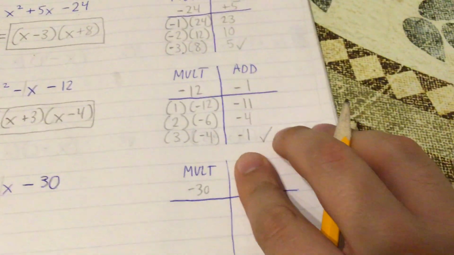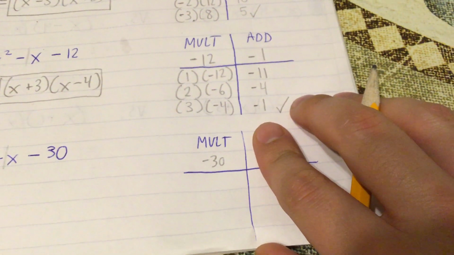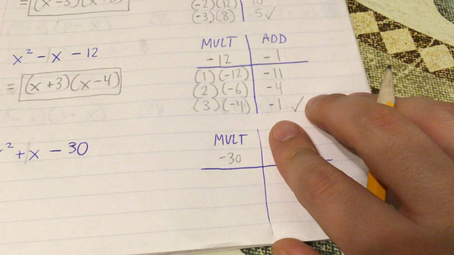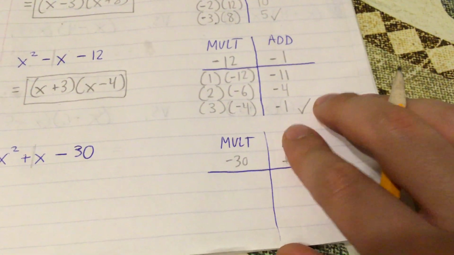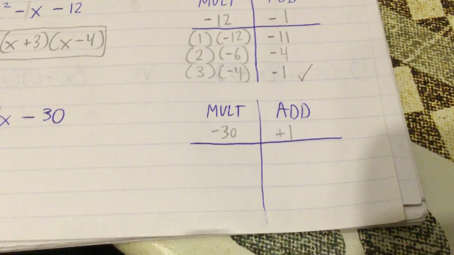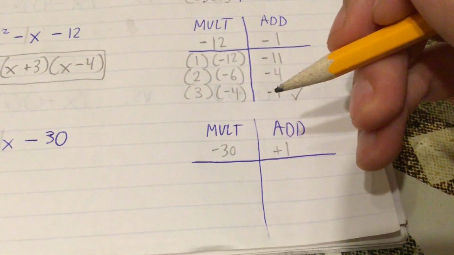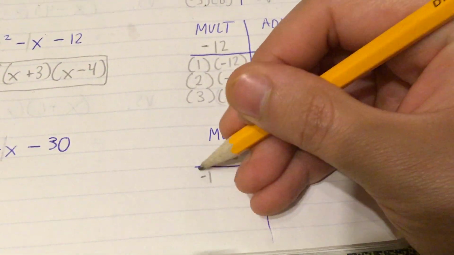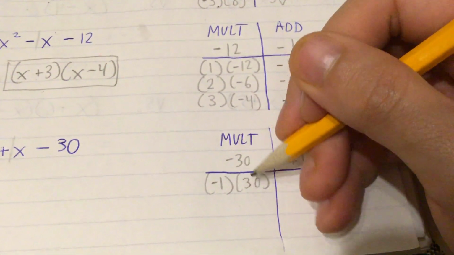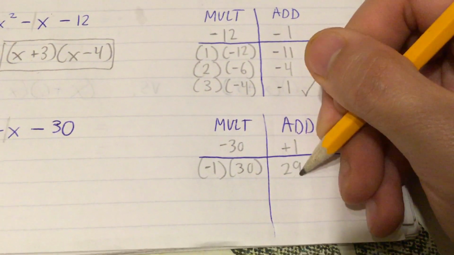I'm going to cover up the right column. Multiplies to negative 30 means positive, positive, negative, negative, or 1 positive, 1 negative. Right. 1 positive, 1 negative. But if it adds to positive 1, that means that the positive has to be just a little bit stronger than the negative. So let me write that table. So it has to be a weak negative and a strong positive. Negative 1 times positive 30 is negative 30, but negative 1 plus 30 is positive 29.